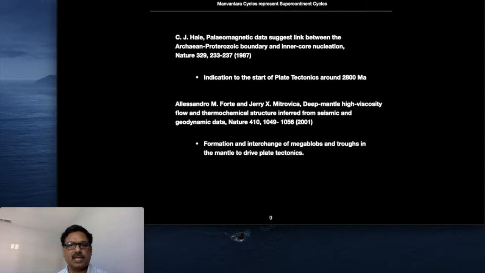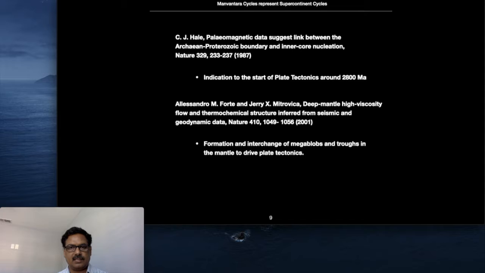These two articles helped me understand plate tectonics even further, and then extend my theory. The first is basically saying that there's an indication of the start of plate tectonics around 2800 million years ago. Even though Earth formed 4400 million years ago, there was not much paleomagnetic data; the paleomagnetic data only appears from that point onwards. Before that, there is a very negligible amount of magnetic data recorded in the rocks.